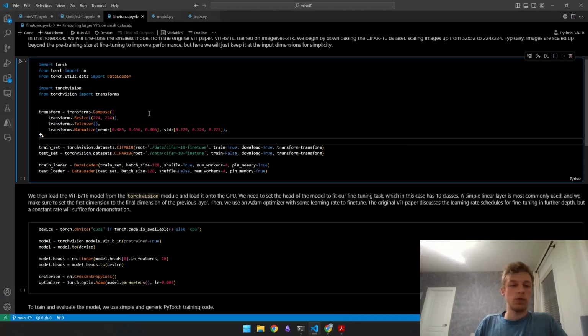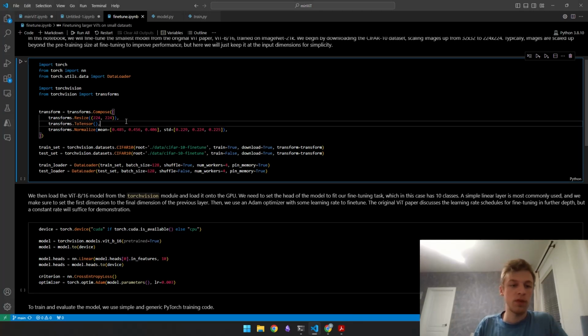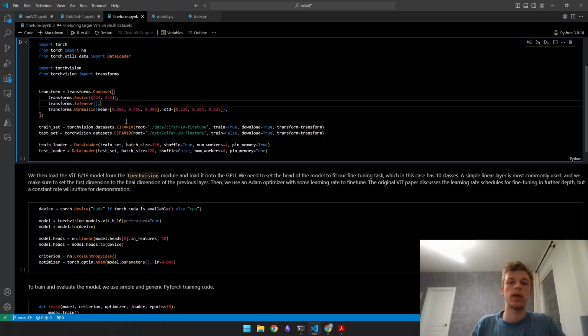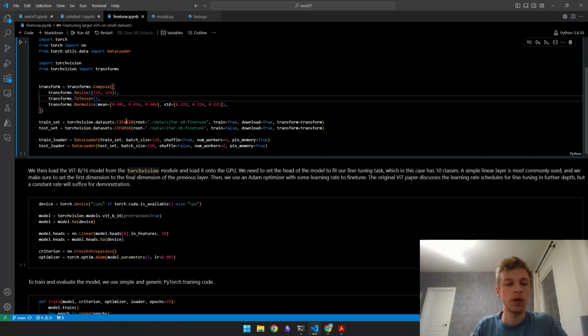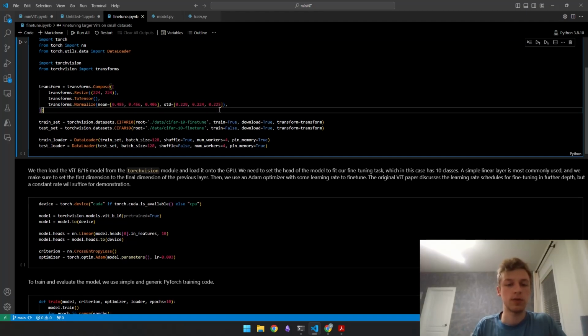So for simplicity's sake, we just resize the images in this example, but the authors do note that higher performance may be achieved by increasing the resolution beyond the standard input resolution for downstream tasks when fine-tuning. And we'll also normalize CIFAR10.